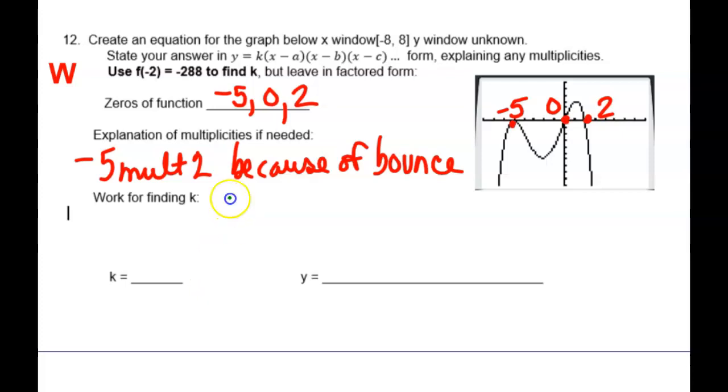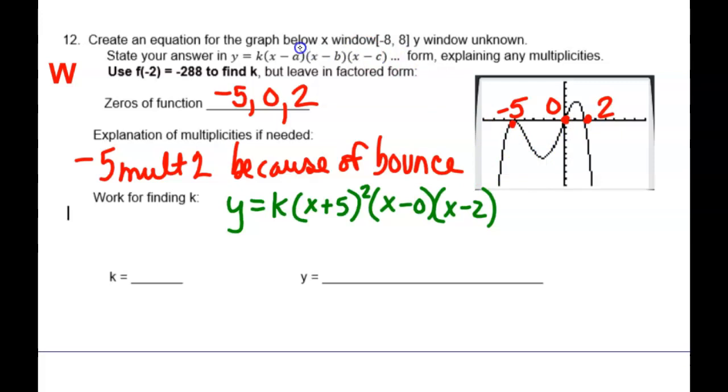The K business is y equals some K times... What do you want to write here for the factors? You want to write x plus 5 squared. Don't forget the squared. If you told me it has a multiplicity, make sure you include it down here. And then it crossed at 0. You can put x or x minus 0, it doesn't matter. And then back here at 2, you could write x minus 2. Remember, it says right here, it's x minus the 0. So x minus -5 became plus 5.